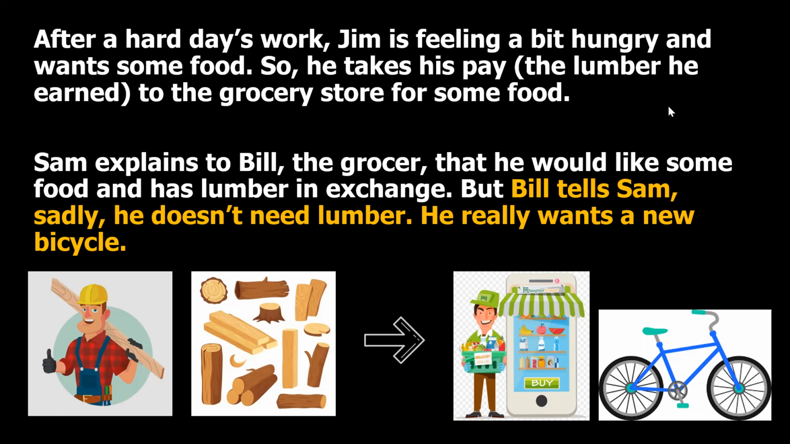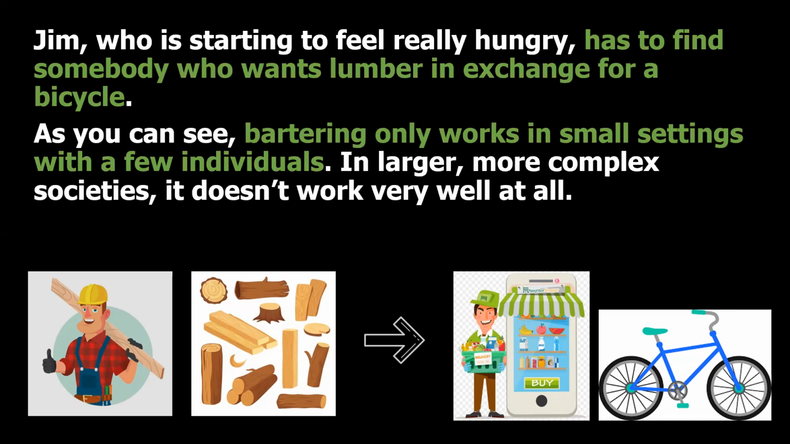So you have Jim who wants to feed himself, but he's not able to pay for the groceries because what the person is requesting is not what he has, which is wood. He's not requesting wood. He requests a bicycle. So Jim would need to find someone to take wood for a bicycle and then take the bicycle and exchange it for groceries. You see, it's a bit more complicated.